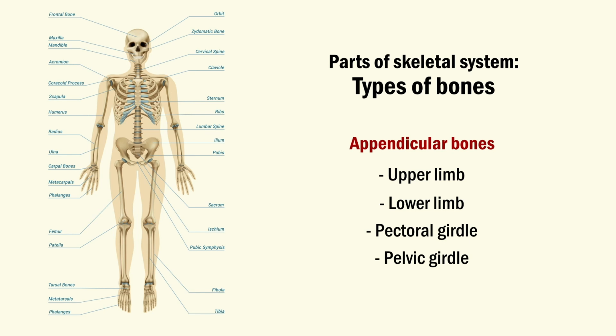The pectoral girdle is formed by the bones of the shoulders, and lastly the pelvic girdle attaches the lower limb to the axial bones and is responsible for bearing weight and locomotion.